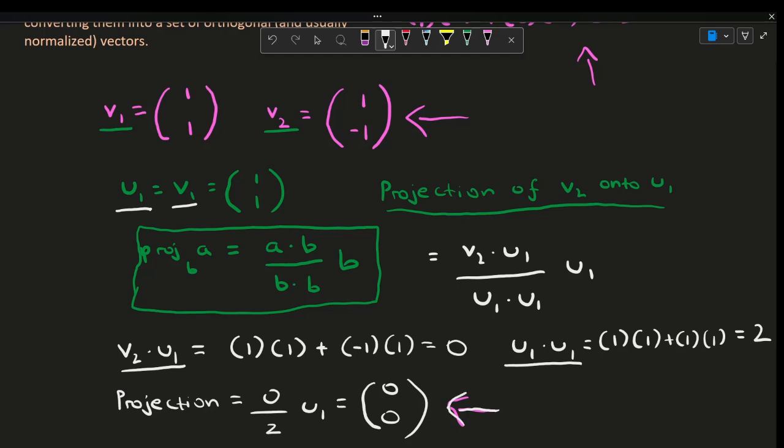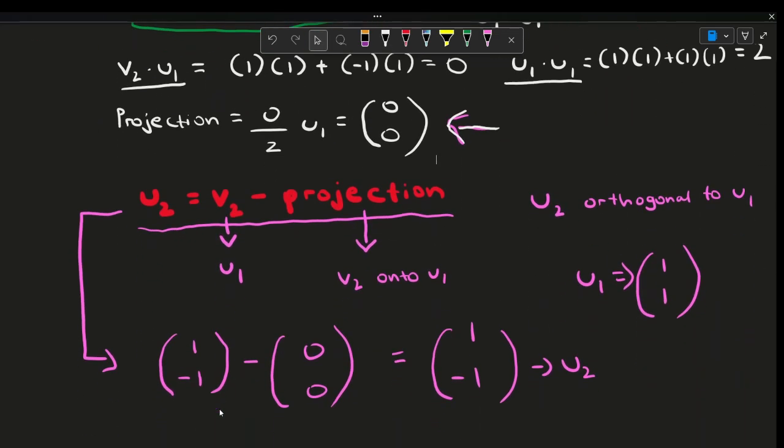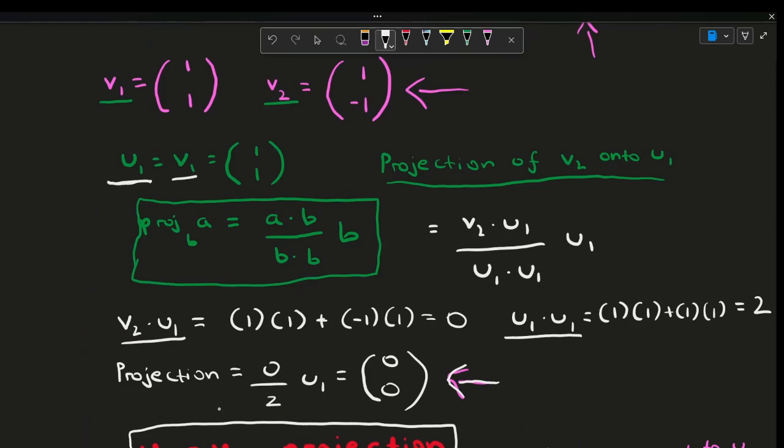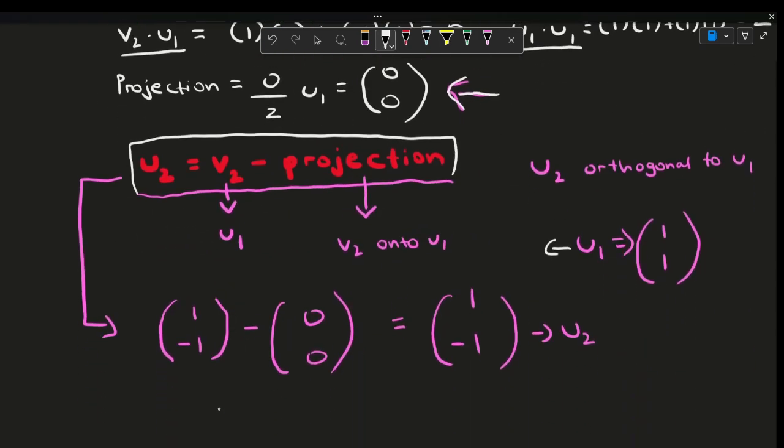We just solved it out, found the dot products, applied it to the formula, and got 0, 0. And then finally, we did u2 is equal to v2 minus the projection, and then we got our value of u2. We know what u1 is. We said u1 is equal to v1, so u1 stays the same. It's just 1, 1. And then u2 is what we found by doing v2 minus the projection. So that's how easy it is.